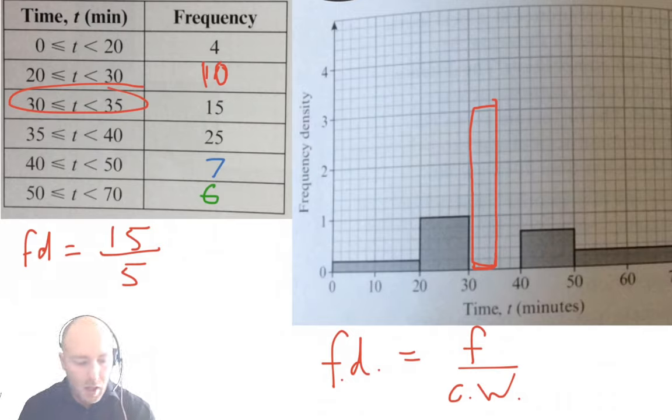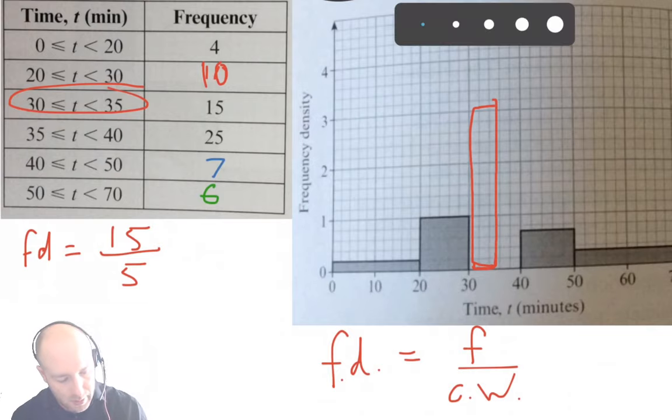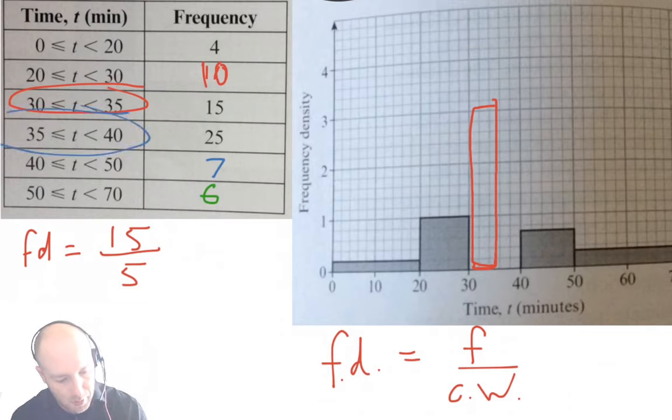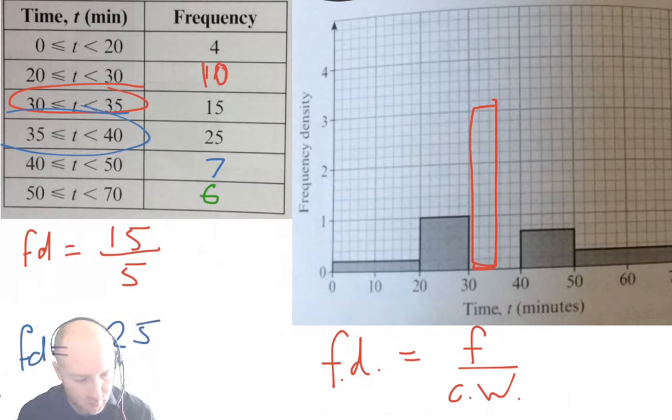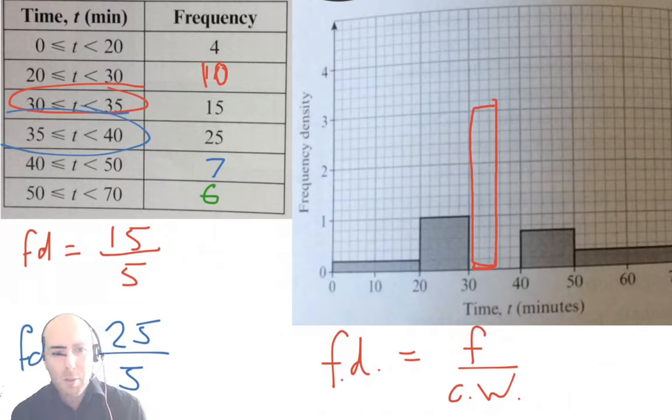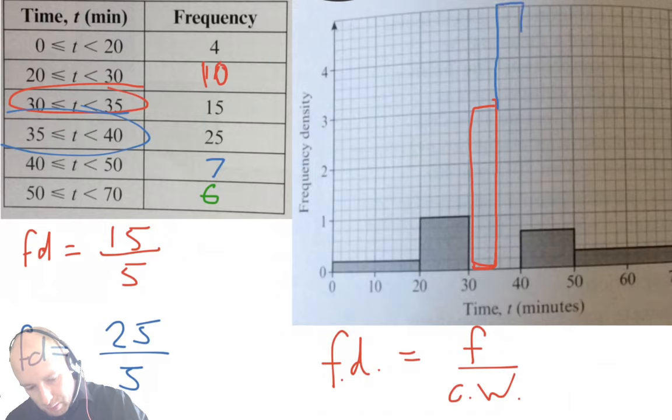Yeah, good. And for the second one, we got 35 to 40. So again, FD is going to be our frequency 25 divided by a width of 5. So we need to go, is that right? Width of 5, frequency 25. Looks like we need to go up to 5, which they've not really left us much room for on the sketch, but that's okay. So all the way up to the top and back down again.